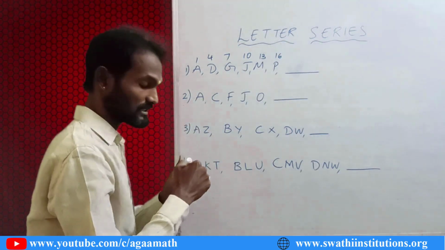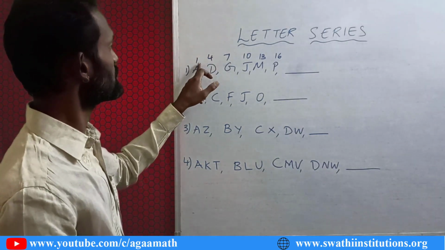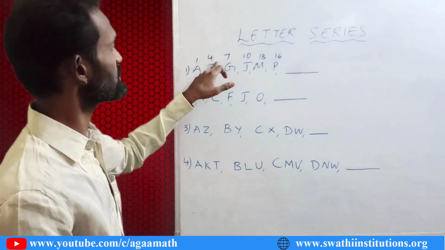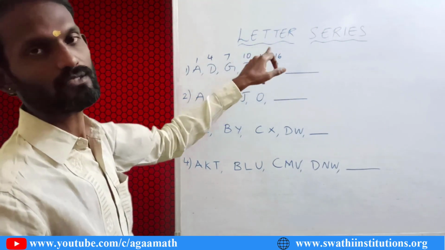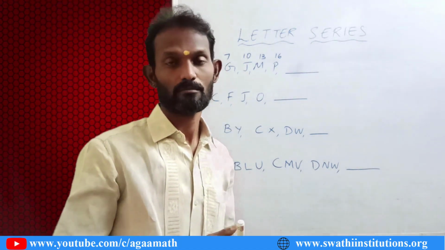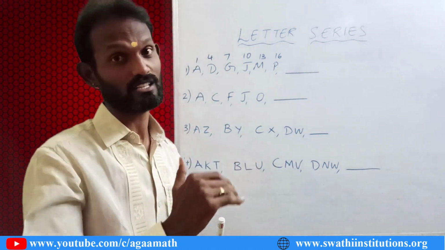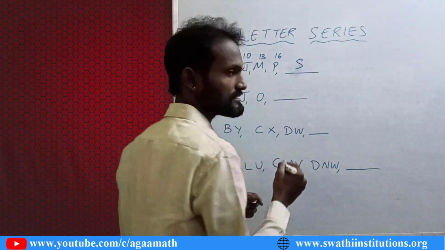So now observe the series. If you observe the numbers, every number is like 1 plus 3 is 4, 4 plus 3 is 7, 7 plus 3 is 10, 10 plus 3 is 13, 13 plus 3 is 16, 16 plus 3 is 19. Suddenly we may not get it, but after 19 comes 20, that is T, which is T20. So its before is S. So the answer is yes.